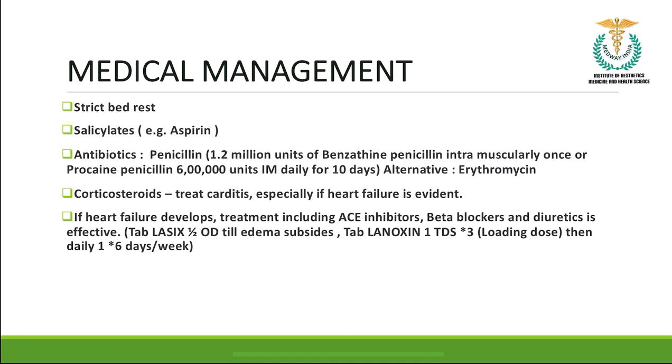And coming to the antibiotics, penicillin is the most important thing. 1.2 million units of benzathine penicillin intramuscularly once, or procaine penicillin 6 lakh units intramuscularly daily for 10 days. So this can be prescribed for medically managing the rheumatic heart disease.